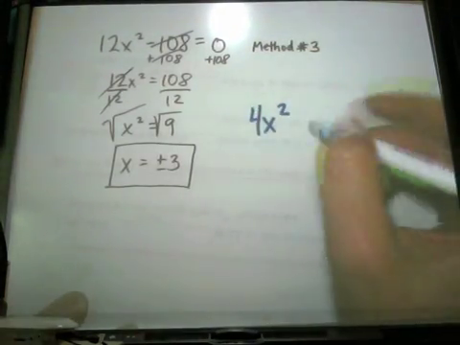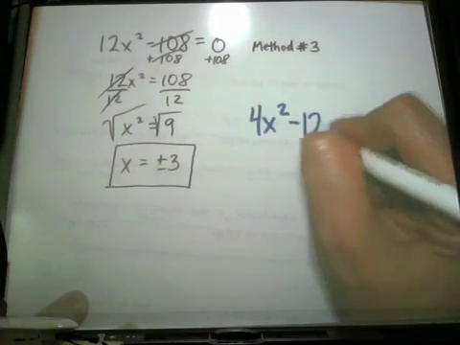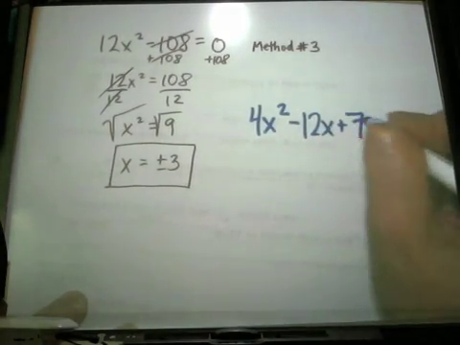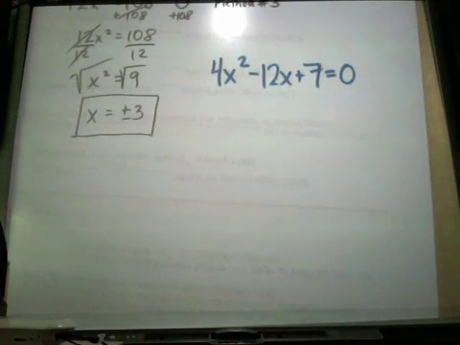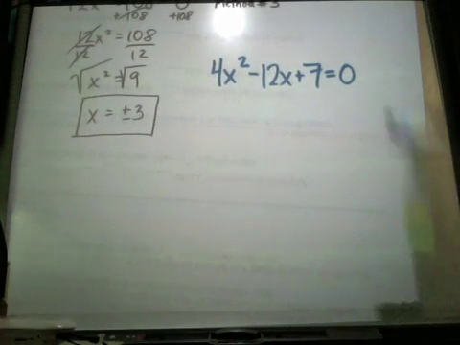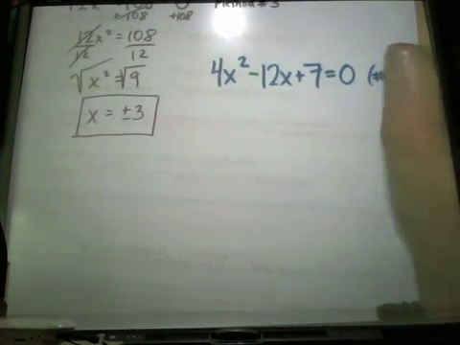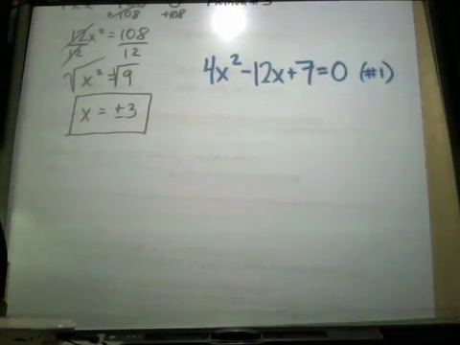Next example, 4x squared minus 12x plus 7 equals 0. What does that seem to match with according to my notes that I gave you? Diego? Method 1. Good, we are going to use method 1, the quadratic formula. You could complete the square, but let's go ahead and try to match it up and use the method that matches.